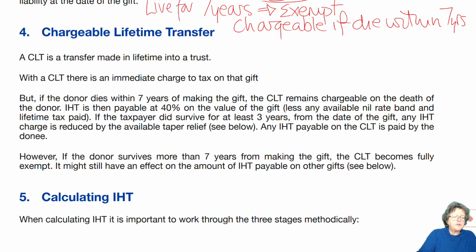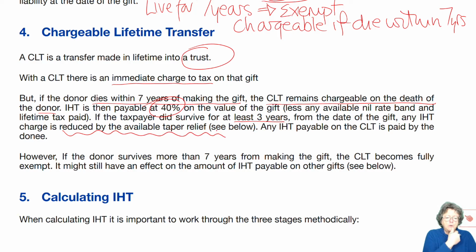A CLT is a transfer into a trust, and that's how it will look. So there is an immediate charge to tax. If the donor dies within 7 years of making the gift, the CLT remains chargeable on the death of that individual. It'll be payable at 40% on the value of the gift, less any nil rate bands and lifetime tax paid. Now, if the taxpayer survived at least 3 years from the date of the gift, any IHT is reduced by what's known as taper relief, which we will look at in a moment.